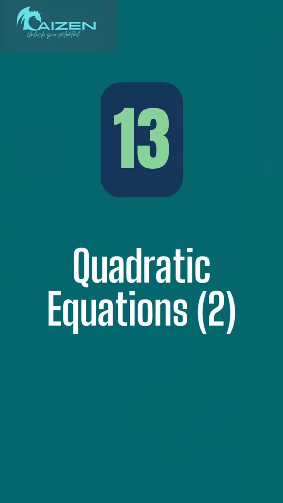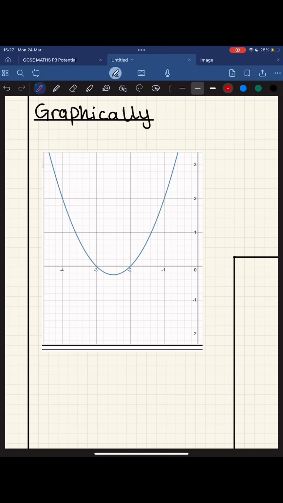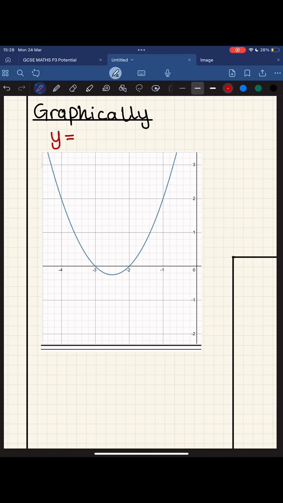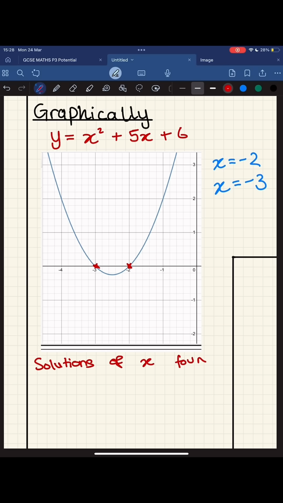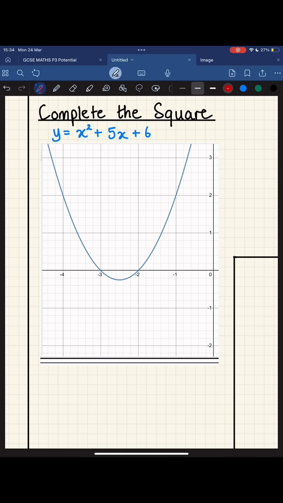Second and final part of everything you need to know about quadratics. We can also solve them using graphs, but I only recommend using this method if you're given the graph. Don't go drawing one. We can find our solutions for x where the graph crosses the x-axis, so x equals -2 or -3. Our final method is completing the square.